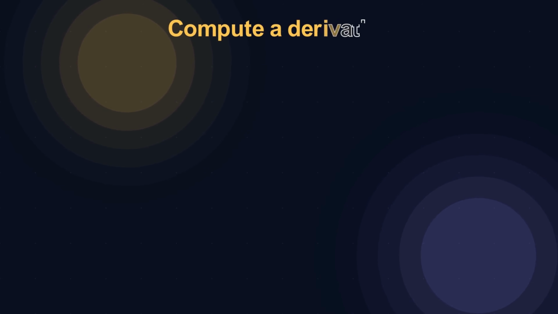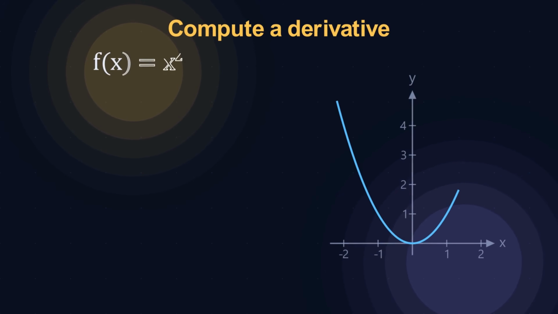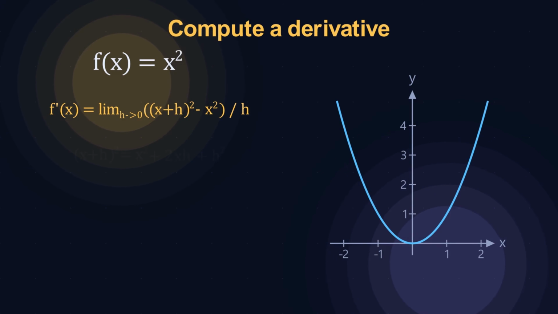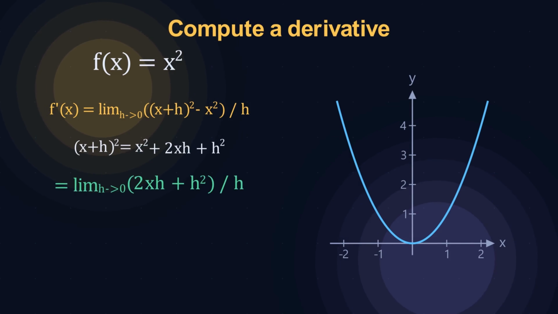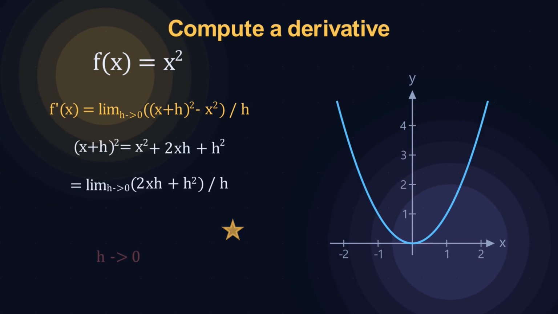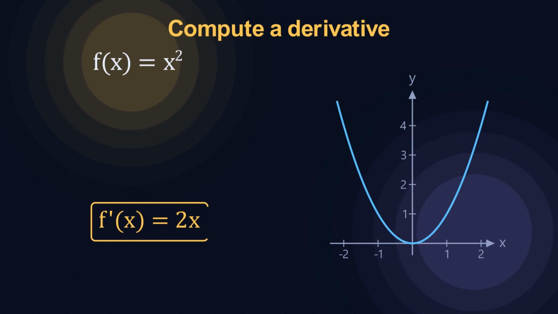Enough theory. Let's compute a real derivative step by step. We will use the simplest interesting curve. F of x equals x squared. Drop it straight into our formula. First, expand x plus h squared. Substitute that in, and the x squared terms cancel. Every term on top has an h, so we can divide it out. And now the magic. There is no division by 0 anymore, so we let h go to 0. The h simply disappears. The derivative of x squared is 2x.